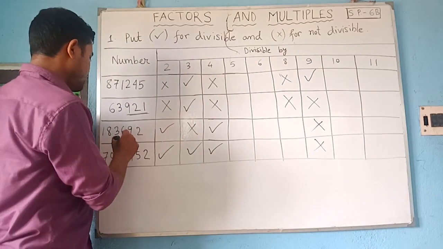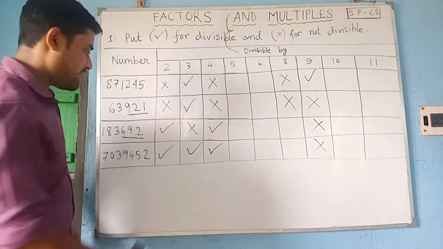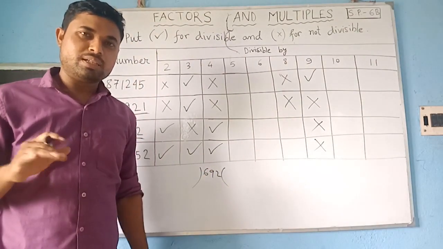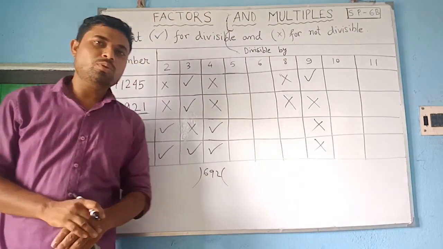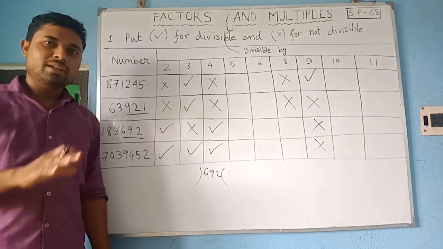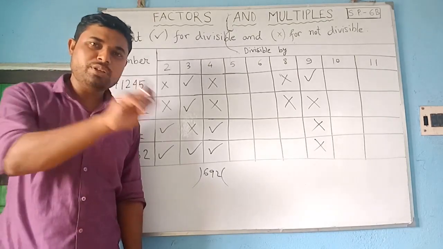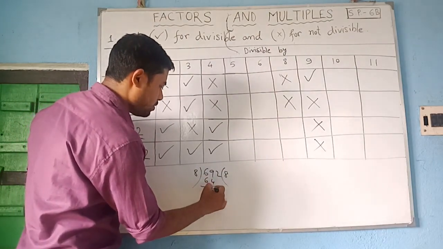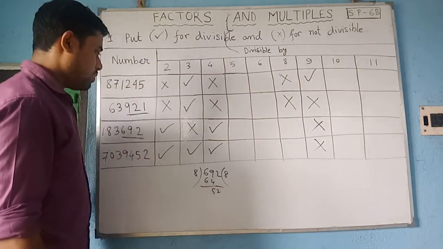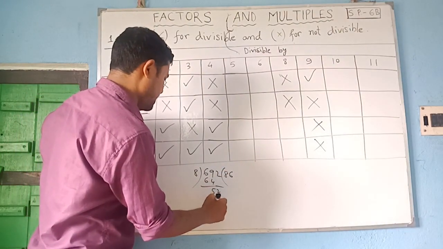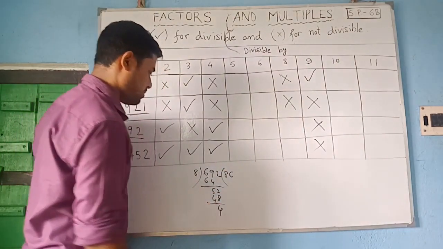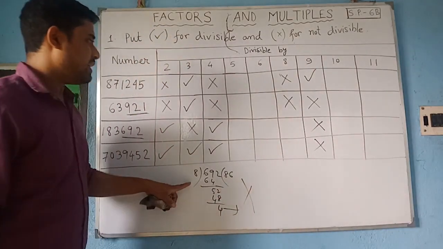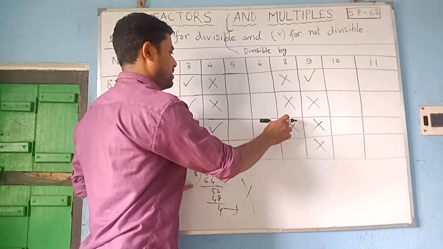Okay? Now 692. So let's check. No need to do the actual calculation. In exam, if you divide the whole number, that will be wrong. Using the rule you have to do it. 8 eights are 64, 5 2. 6 eights are 48, 4. So this is also not divisible by 8. So the number is not divisible by 8.